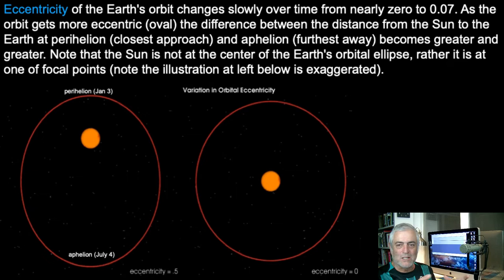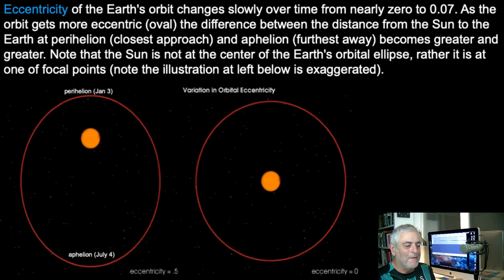In other words, it is not very circular. If you look on the right-hand side, it's more circular. We have more equitable or more common solar insolation when we're going around in a perfect circle around the Sun. Now, the Earth's distance to the Sun changes from somewhere around 91 million miles to 93 million miles. That's the distance we are away from the Sun.